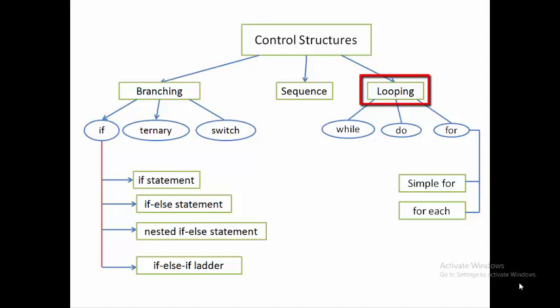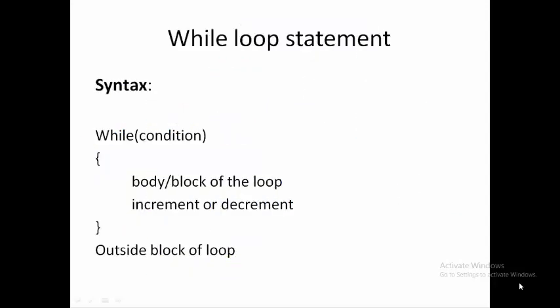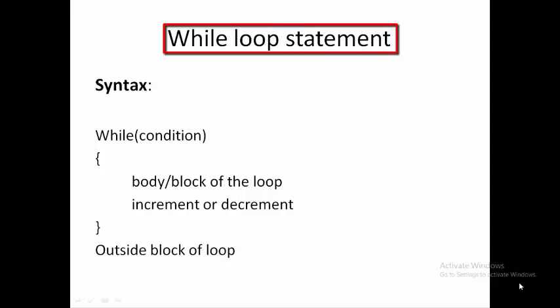Loops are used to execute a set of statements repeatedly until a particular condition is satisfied. We have three types of looping in Java: while, do-while, and for. The for loop is further classified into simple for and for-each. Let's talk about the while loop first.